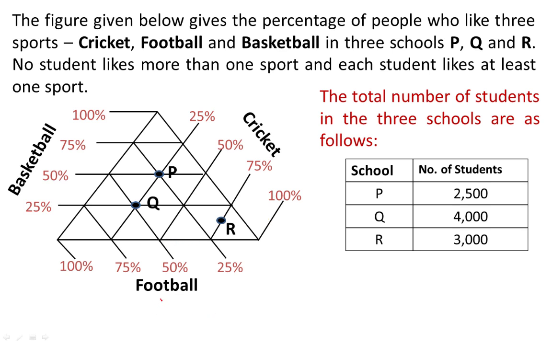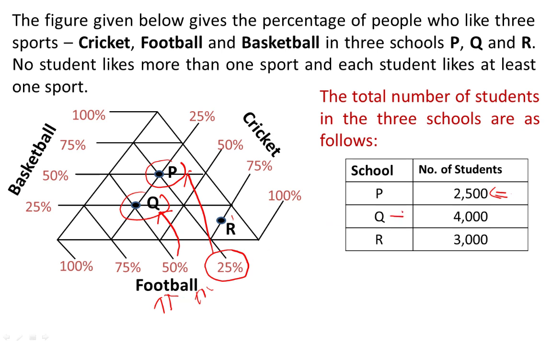about football. In football also there are three schools, and school P is falling on the 25% line. That means 25% of students of school P like football. School P, total number of students are 2500. 25% of it likes football. So is the case of Q. Q is falling on the line of 50%. That means 50% of school Q likes football.